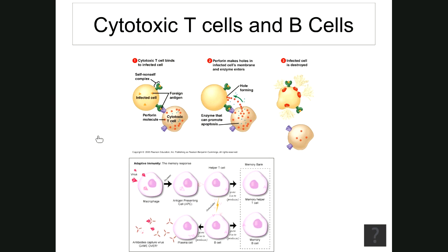T cells are the primary cells involved in the production of cell-mediated immunity, or cellular immunity. The cell's actually doing the work. That's why it's called cellular immunity, C-E-L-L-U-L-A-R, immunity.